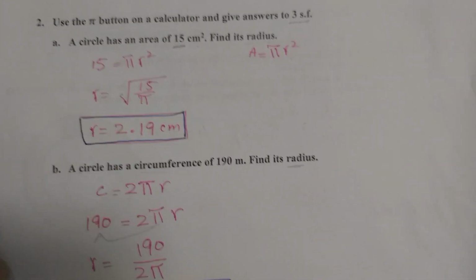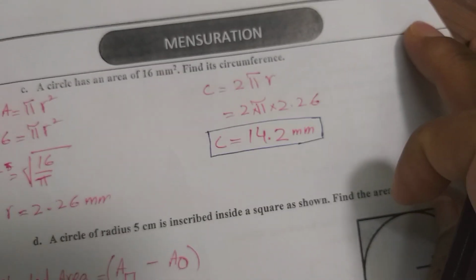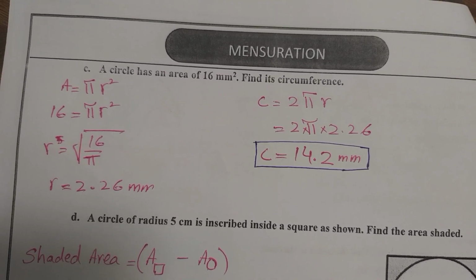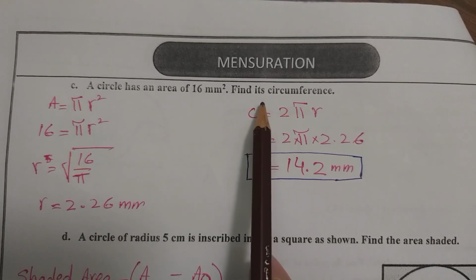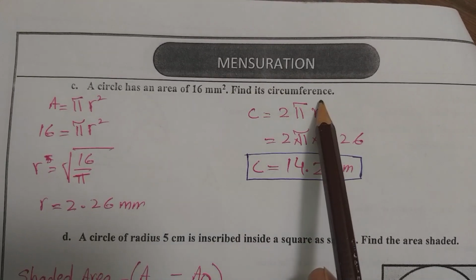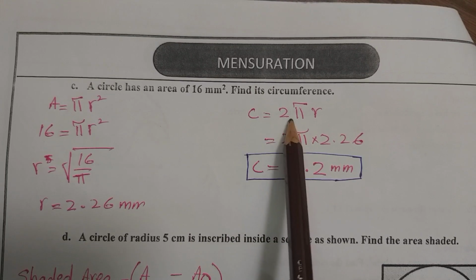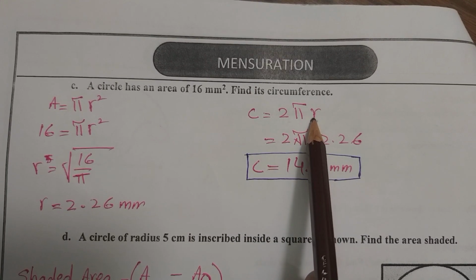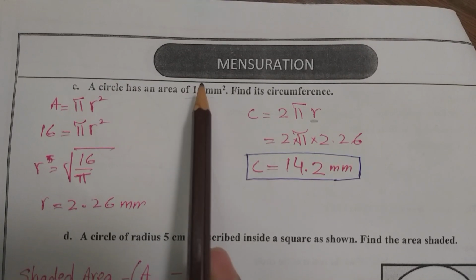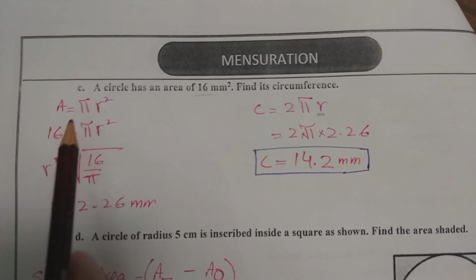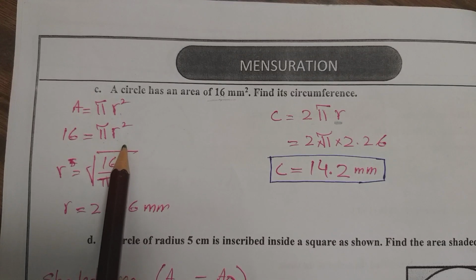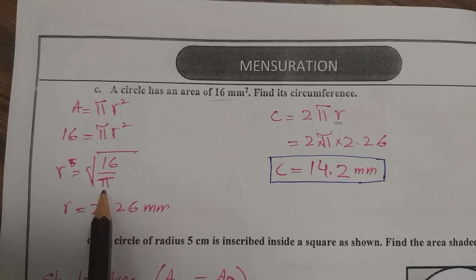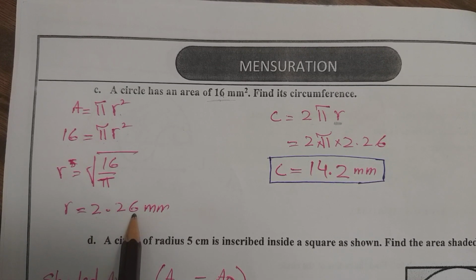In part c, we are given that the circle has an area of 16 millimeter square. Find the circumference of the circle. We need to find the circumference, but there is no radius given. We know the formula is 2 pi r, so we need to find the radius first. We are given the area, so from the area method we find the r value. The area of the circle is pi r square, and the area given is 16, so r equals the square root of 16 over pi. Simplify, and you will find 2.26 millimeter.